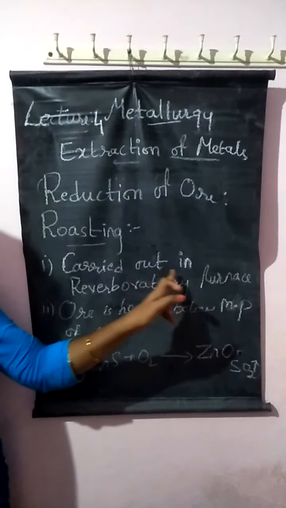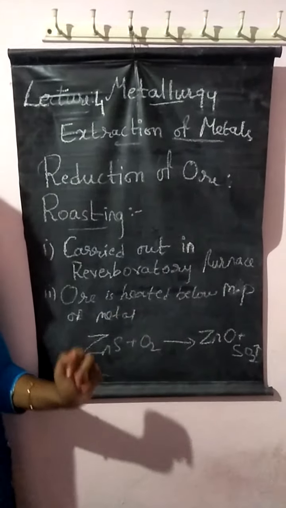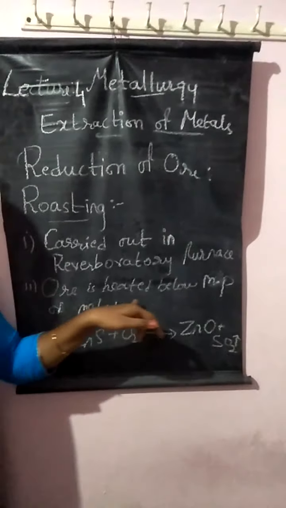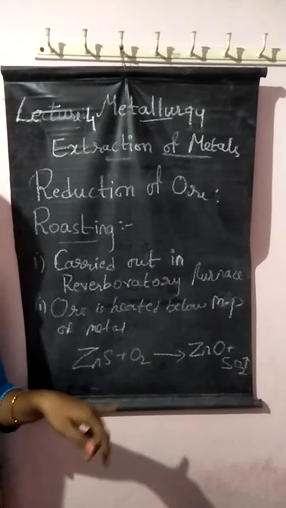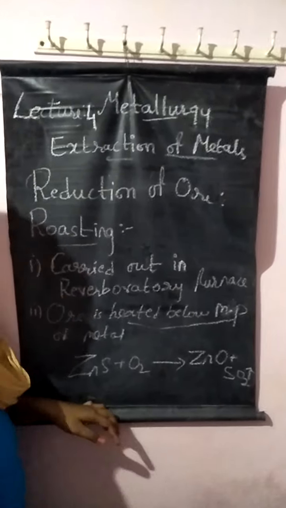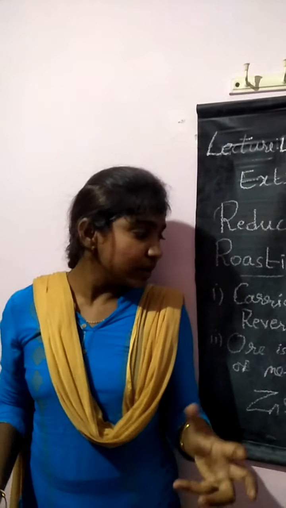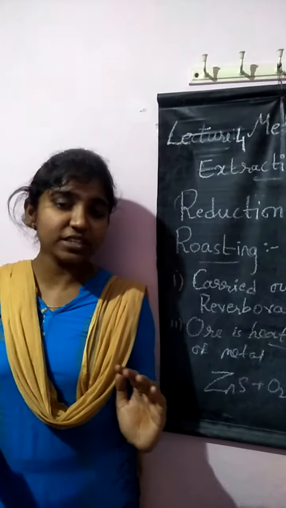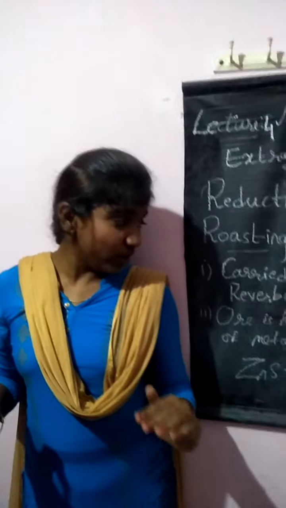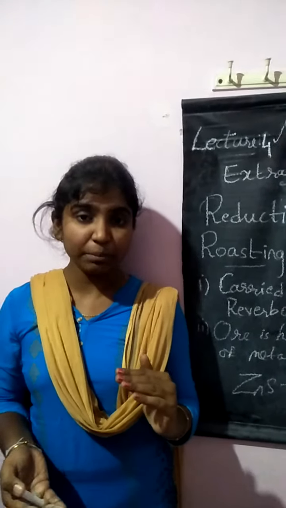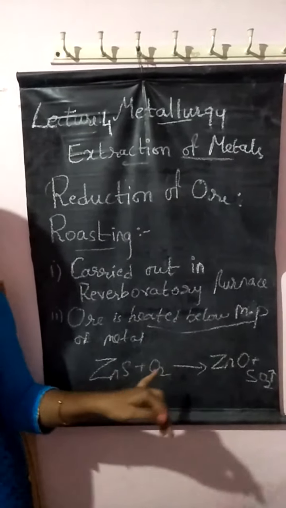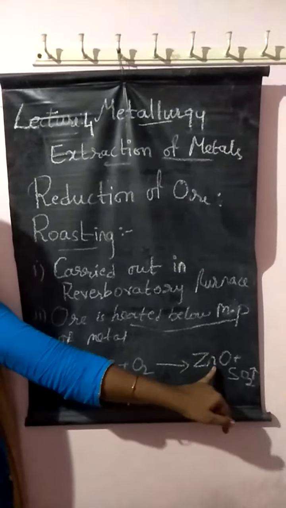A special type of furnace is used for roasting, which is called a reverberatory furnace. Roasting is carried out in a reverberatory furnace in the presence of oxygen, and here the ore is heated below the melting point of the metal. The most important point is that the ore is heated below the melting point, because if it reaches its melting point, then it is of no use. So below its melting point we supply only that much temperature where the ore doesn't convert into its liquid form, and we convert it into the oxide form.